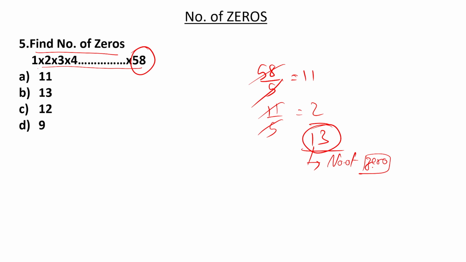Because here, as you can see, between 1, 2, 3, 4, we'll get 5. That means the numbers which are divisible by 5 are nothing but 13. 13 times we get 5, that means the numbers which can be divided by 5. So we can get 13 5s. So 13 zeros we have.